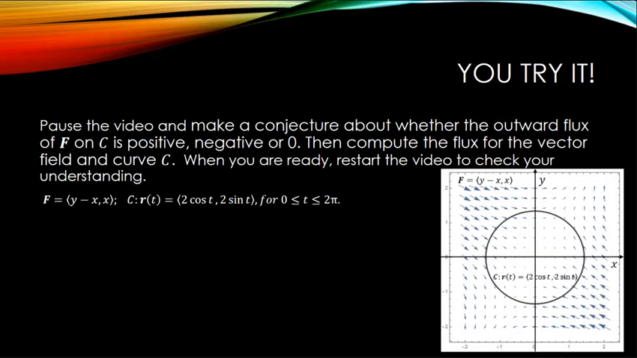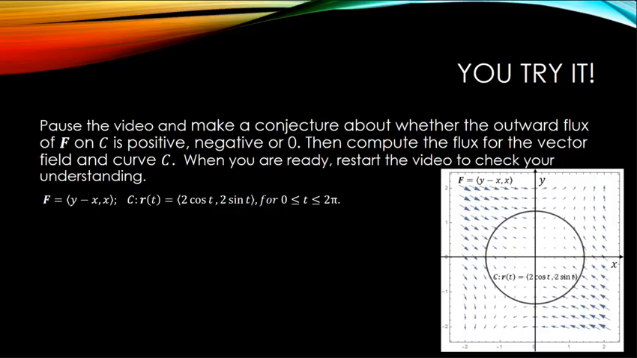Now you get to try it. Pause the video and make a conjecture about whether the outward flux of F on C is positive, negative, or 0. Then compute the flux for the vector field and curve C. When you are ready, restart the video to check your understanding.